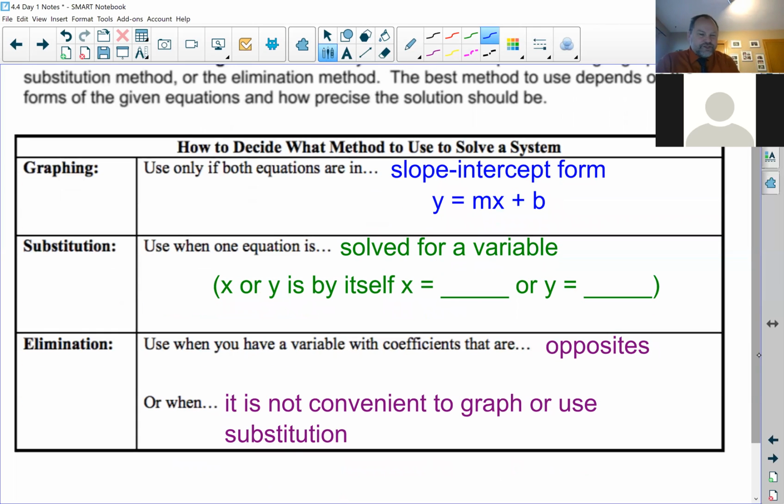And then elimination, there are really two different situations where elimination would be used. It's easiest if we have a variable with coefficients that are exactly opposites. That's the easiest way to use elimination. However, another time when elimination can be used is when it's not convenient to graph or use substitution. Elimination kind of becomes the catch-all. It can be used with any system.